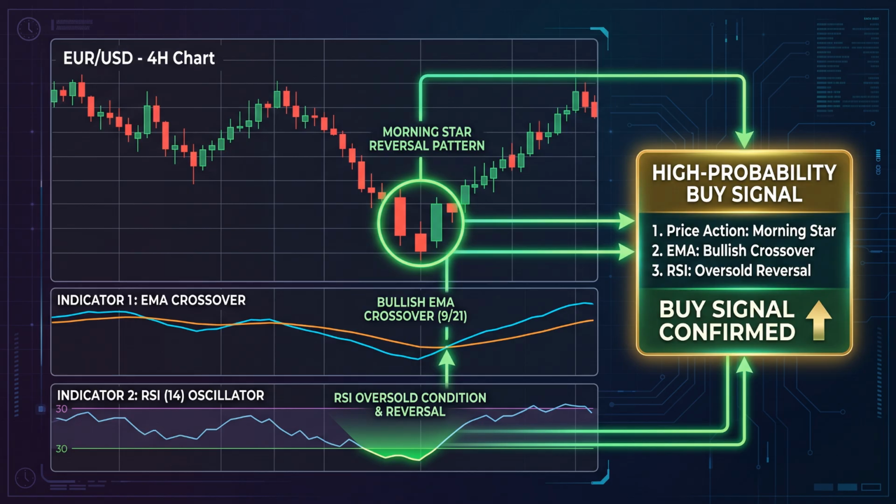This pattern signals an immediate buyer takeover at a swing low. It begins with a large bearish red candle, showing that sellers were initially in full control. This is followed by a small-bodied candle, or doji, that gaps or drops lower, representing indecision in the market and a halt in selling momentum.